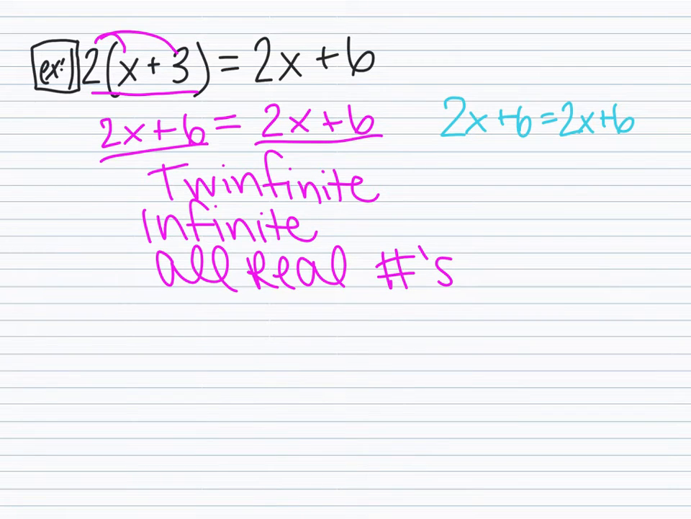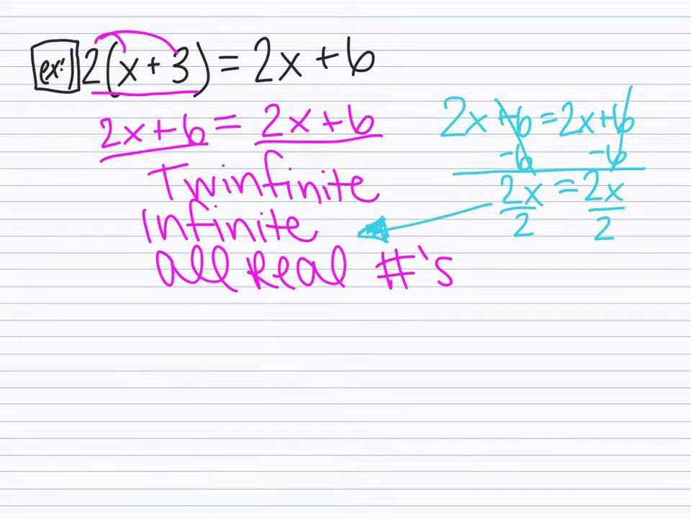What I would start by doing is getting your constants together. So subtract 6 from both sides. Well, if you subtract 6 from both sides, they cancel here, leaving 2x on the left, which equals 2x, and then these cancel. So we have 2x equals 2x. Well, we still have twinfinite. It still matches on both sides. So it's still all real numbers or infinite solutions. You can kind of interchange those terms. If you wanted to take it one step further and divide by 2 on both sides, well, if we divide by 2, this equals 1, so we have x.